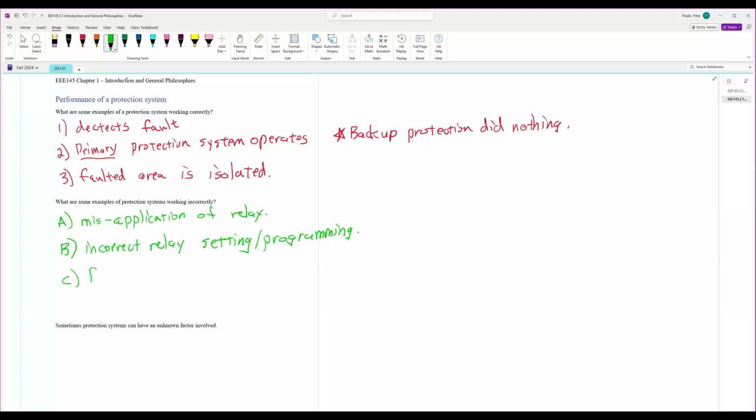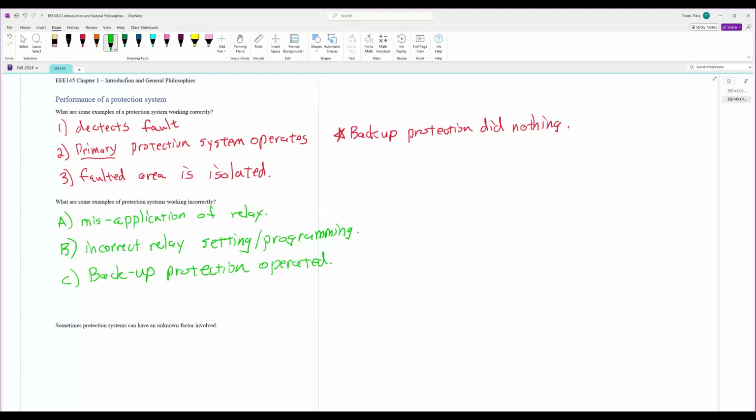Another one is your backup system, your backup protection, operated. Because your backup system operated, by definition it means your primary system either failed or they're not layered correctly. The backup protection should operate after the primary one. If the backup one operated first before the primary one had a chance, that's also the system not working correctly.